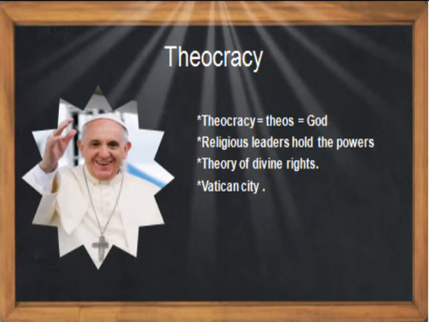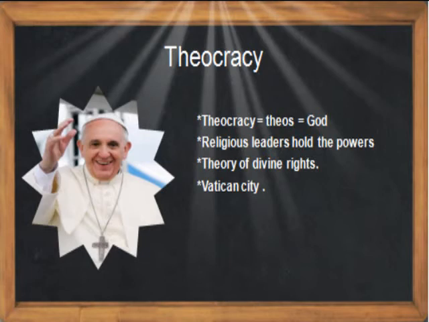So here comes the next form of government, that is theocracy. The word theocracy came out from the word theos, which means God. The whole meaning of this word would be the rule of God, right? So here the country is ruled by the religious leaders, by the spiritual leaders, and these religious or spiritual leaders consider themselves as the representatives of God.